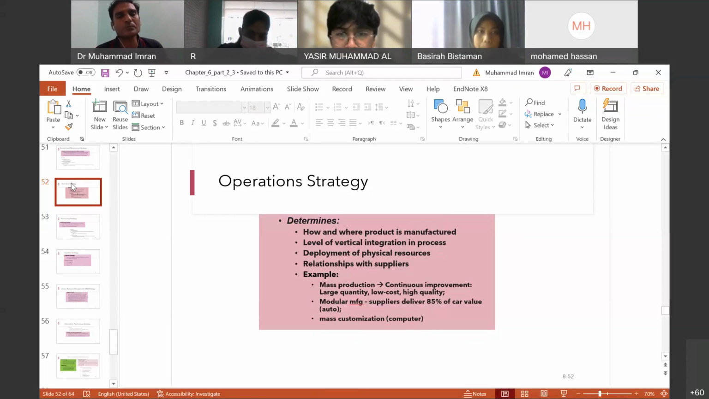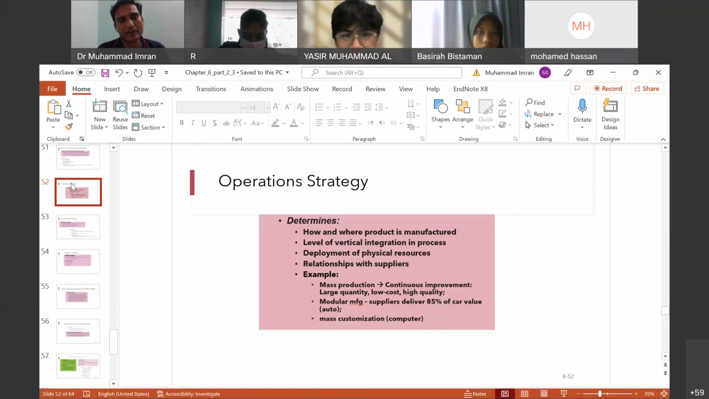An example is mass production. What do we need? Obviously continuous improvement, large quantity, low cost and high quality are also part of mass production. But they cannot go for variety. They can produce only one product, one item, because they are going to produce a large quantity. They cannot handle multiple production lines.